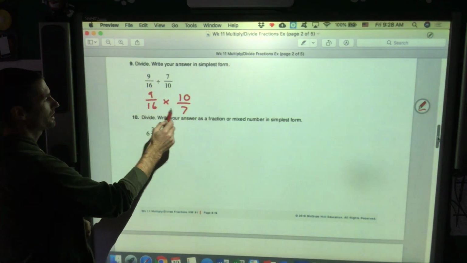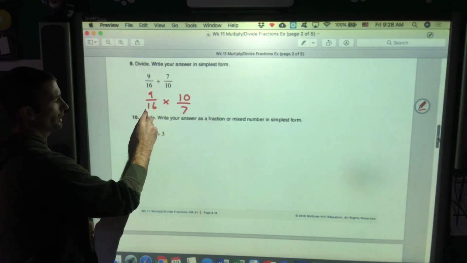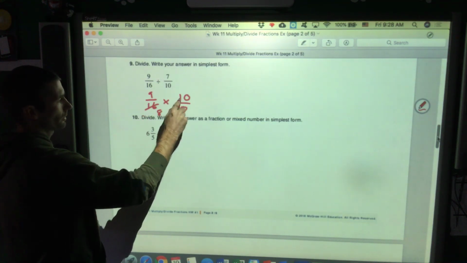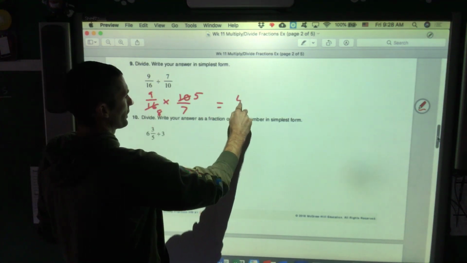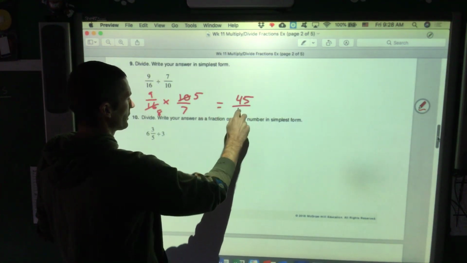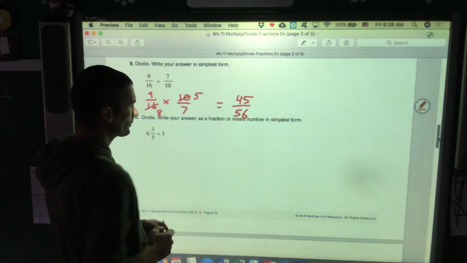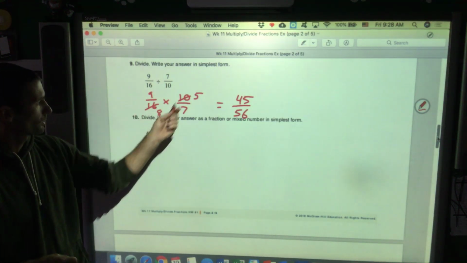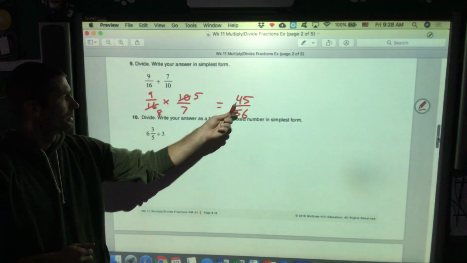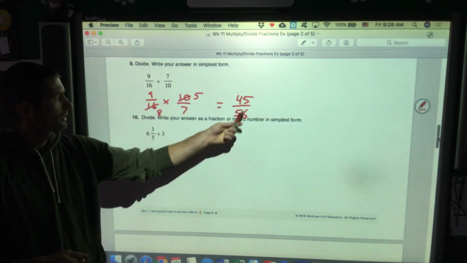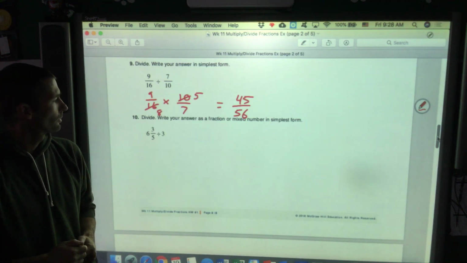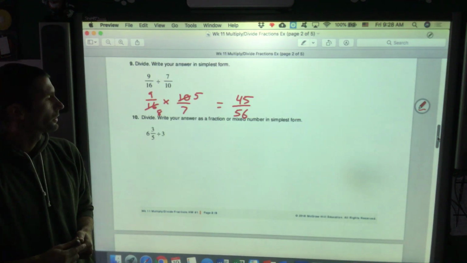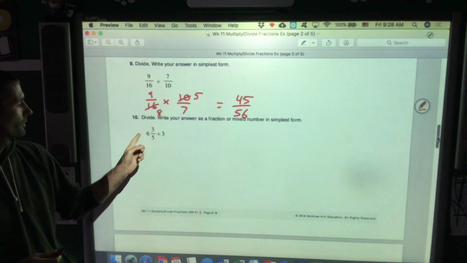Try to simplify. 9 and 7 cannot be simplified. 10 and 16 we can divide by 2. Becomes 8, that becomes 5. Now 9 times 5 is 45. 8 times 7 is 56. We should be able to simplify that because we simplified as far as we could here. 45 over 56, can't divide, odd, even, we can check. That's simplified.